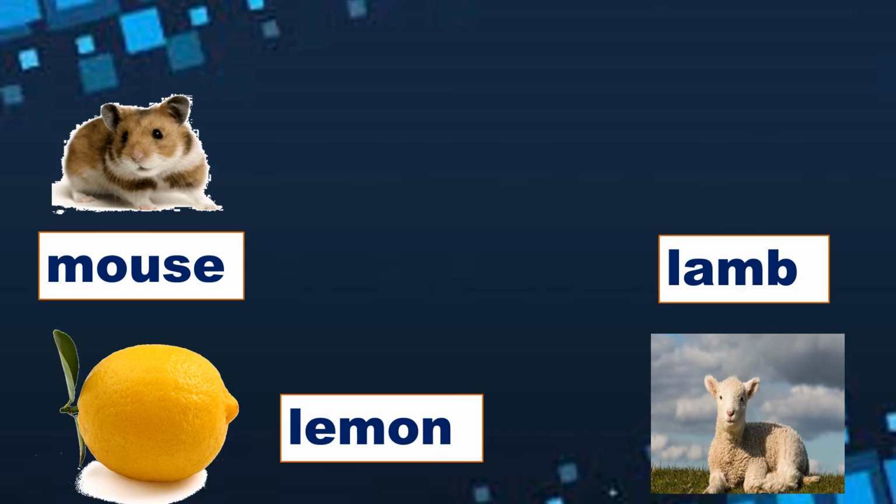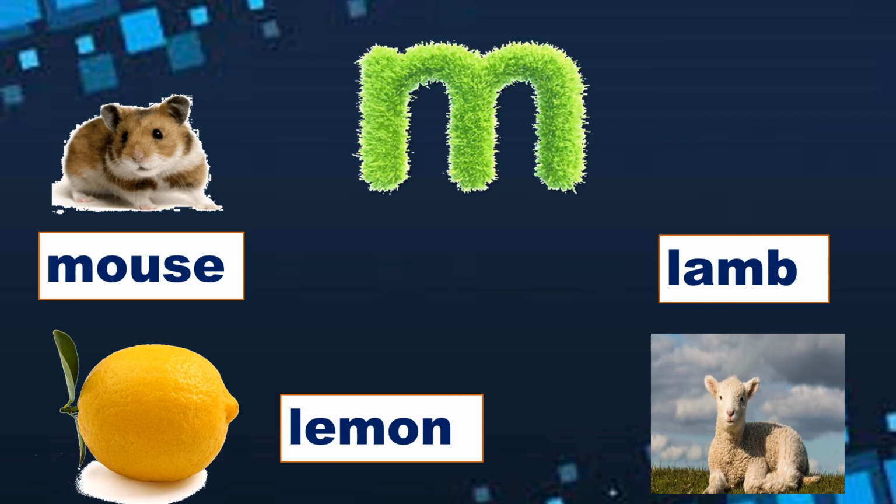Now we will do this activity with letter M. So there are some pictures and words with them. The first picture is a mouse. See, at the beginning of the word mouse, M is there. In lemon, you can see it there, and in lamb. So in this way, you have to look at the letter very carefully and then you will underline them.